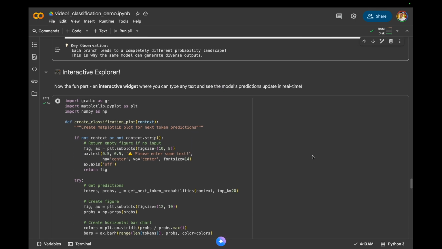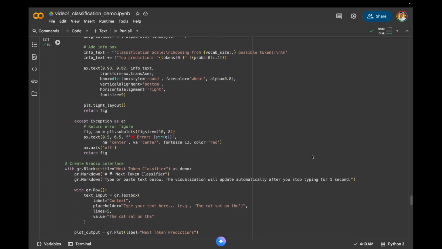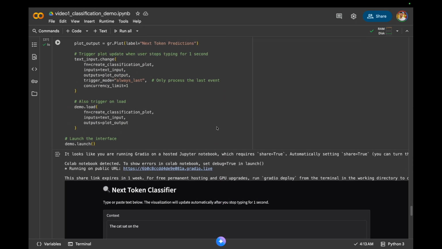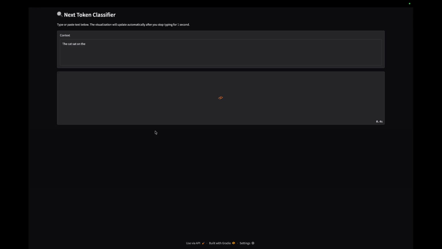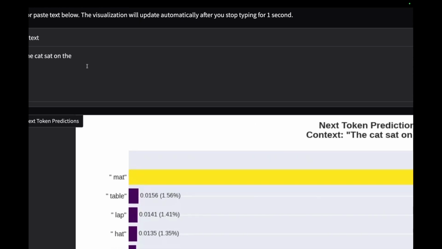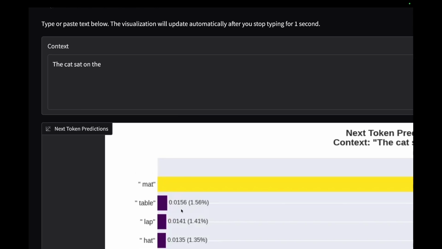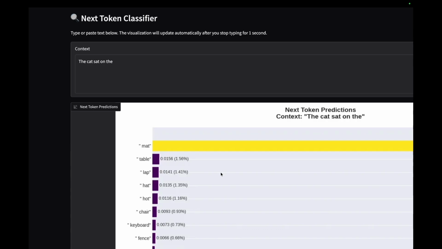So finally, we have a very cool interactive tool that I want you guys to play with. When you run the last cell in the notebook, it's going to output some link. If you visit this link, you'll find an interface where you can put in any prompt, and then you can see the output probability. So you can play with this and try different things.